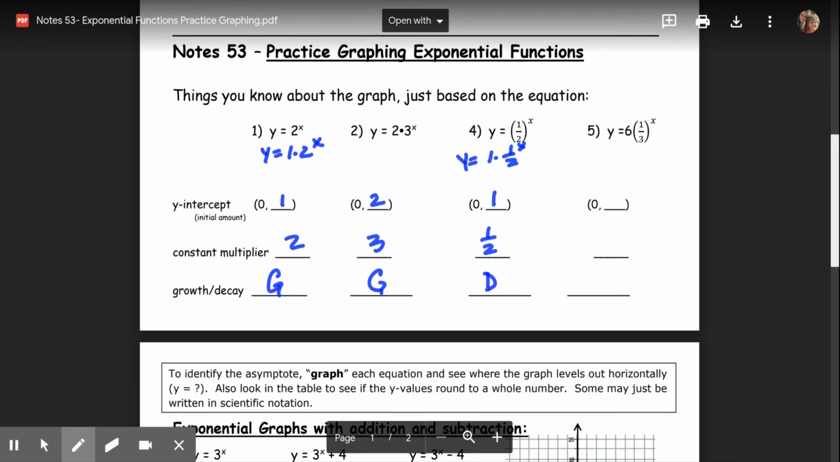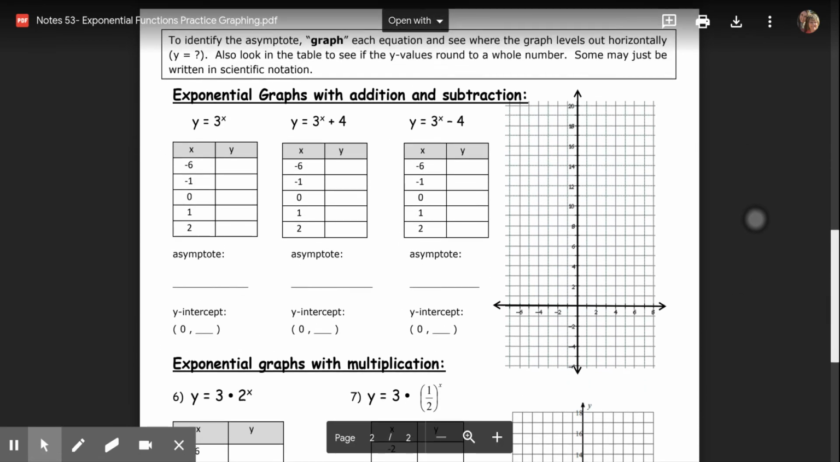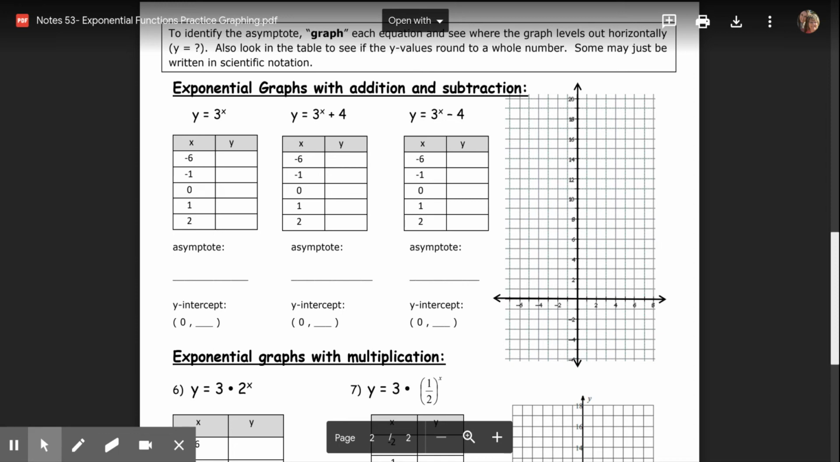And this one, your initial amount will be 6. Your constant multiplier is 1/3. And since that multiplier is less than 1, it will be a decay. So those are some things we just know about the graph. All right. So now as we get into this other side, it says to identify the asymptote. That's how you say it. No, I'm not cussing at you. It's kind of like the P is silent. Asymptote. Graph each equation and see where the graph levels out horizontally.